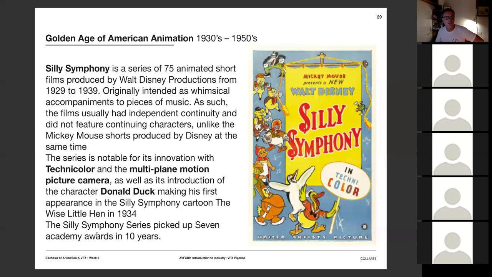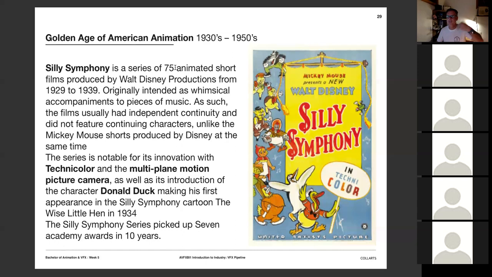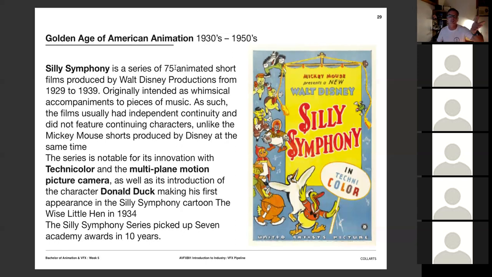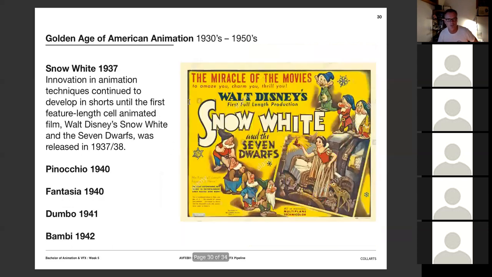For the 10 years, the Silly Symphony series was 75 animated short films. So Disney became a massive factory. Out of nowhere, they've done Steamboat Willie, and then they're doing this. It's like a massive leap. They were just short, whimsical pieces of animation that were in color, and there was sound, and in that 10 years they picked up 7 Oscars, which is astonishing.